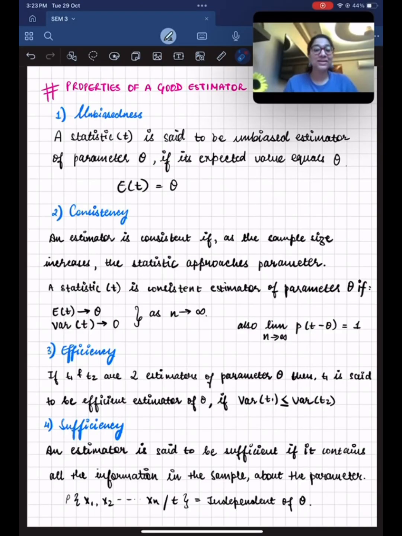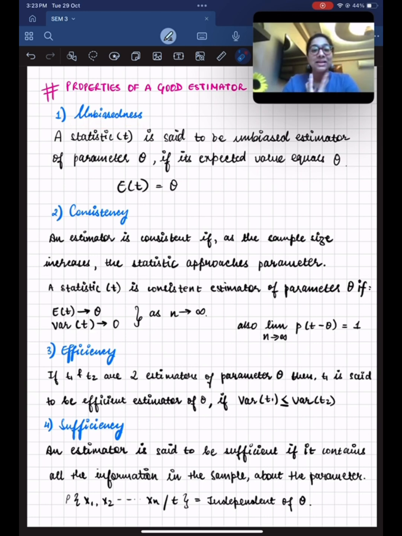Today in this video, I will be explaining the topic of properties of a good estimator, particularly focusing on unbiasedness. As we can see, there are four properties of a good estimator, which are unbiasedness, consistency, efficiency, and sufficiency. Here in this video, I'll be focusing on unbiasedness.